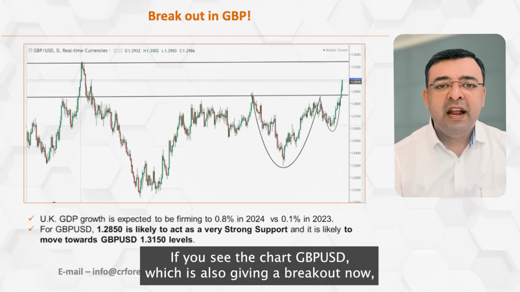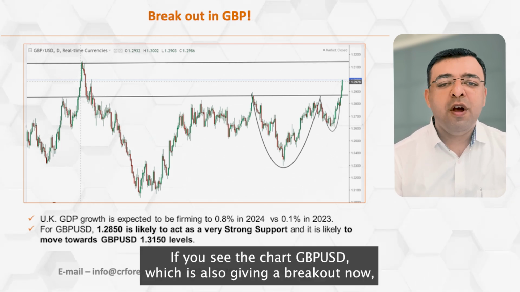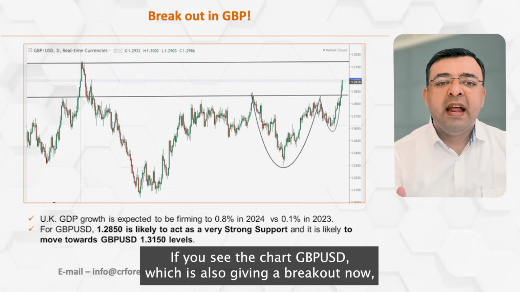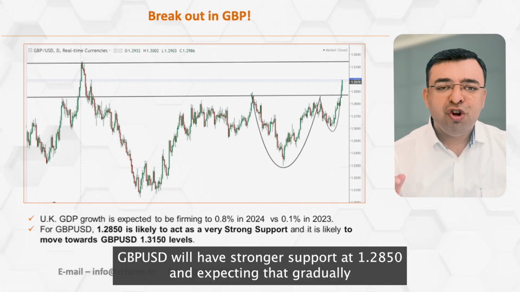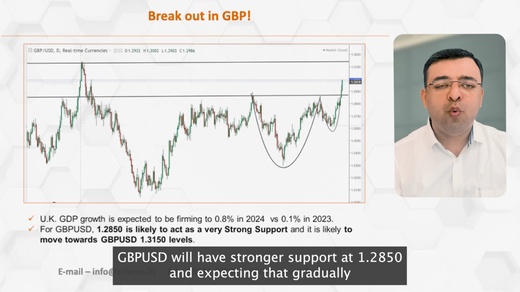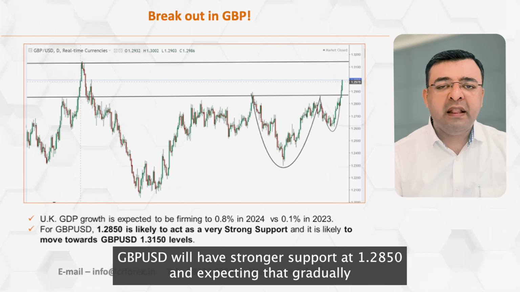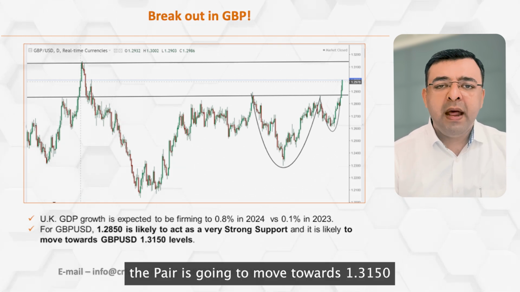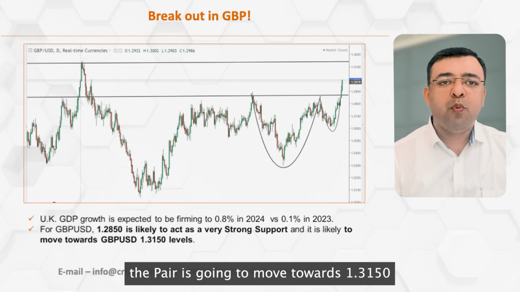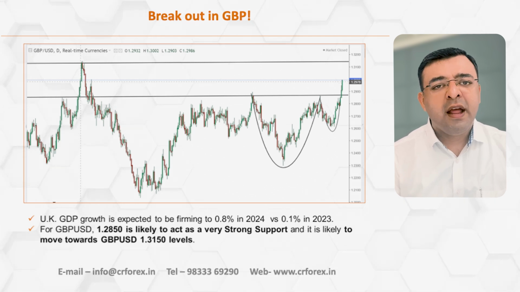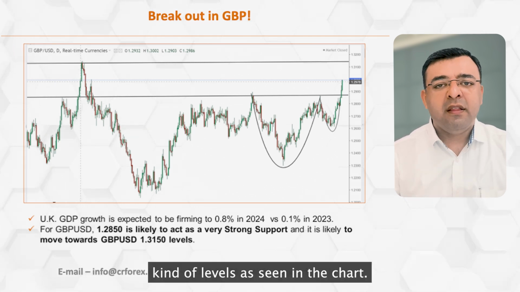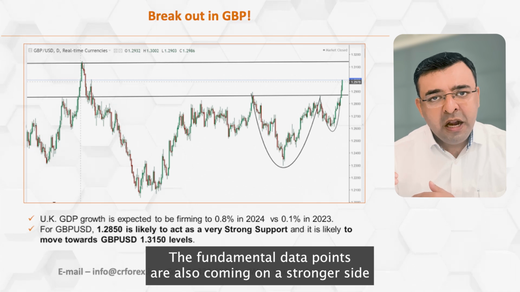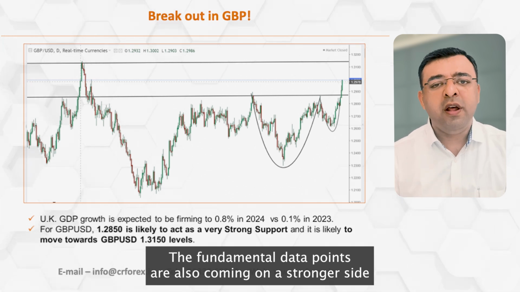If you see the chart, GBP USD has also given a breakout. Now GBP USD will have stronger support at 1.2850, and we are expecting that gradually the pair is going to move towards 1.3150 kind of levels. As seen in the chart, their fundamental data points are also coming on a stronger side.